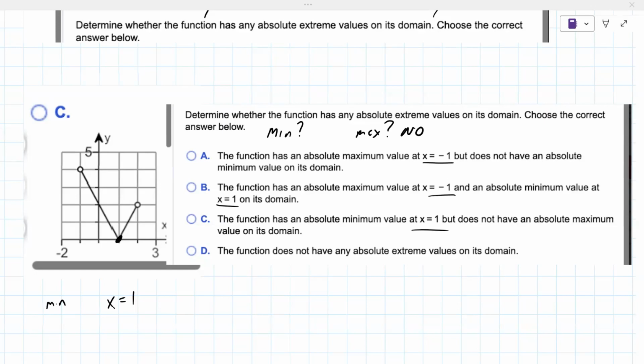So it would be C. Correct. Okay. Fantastic.